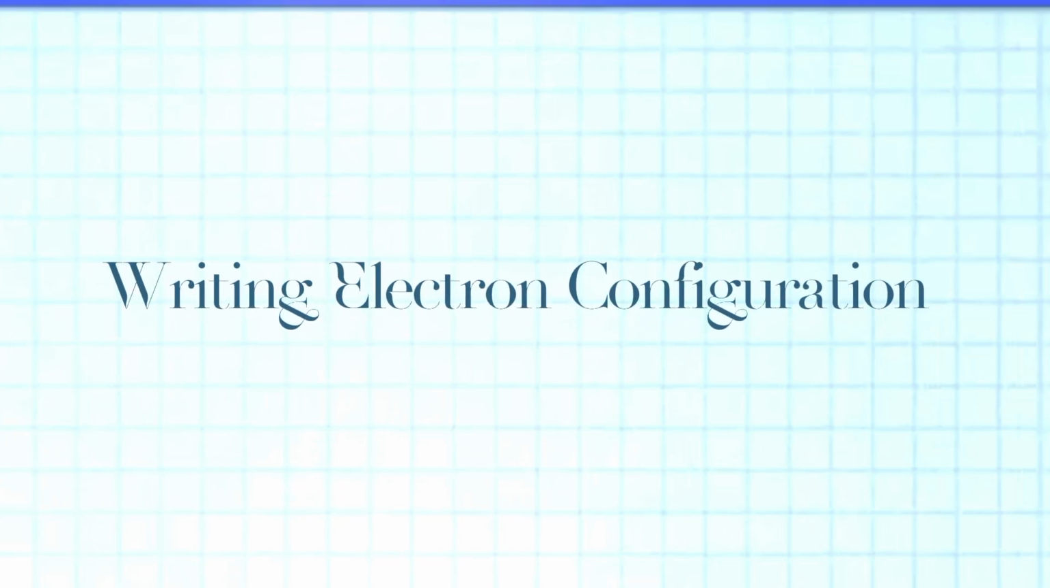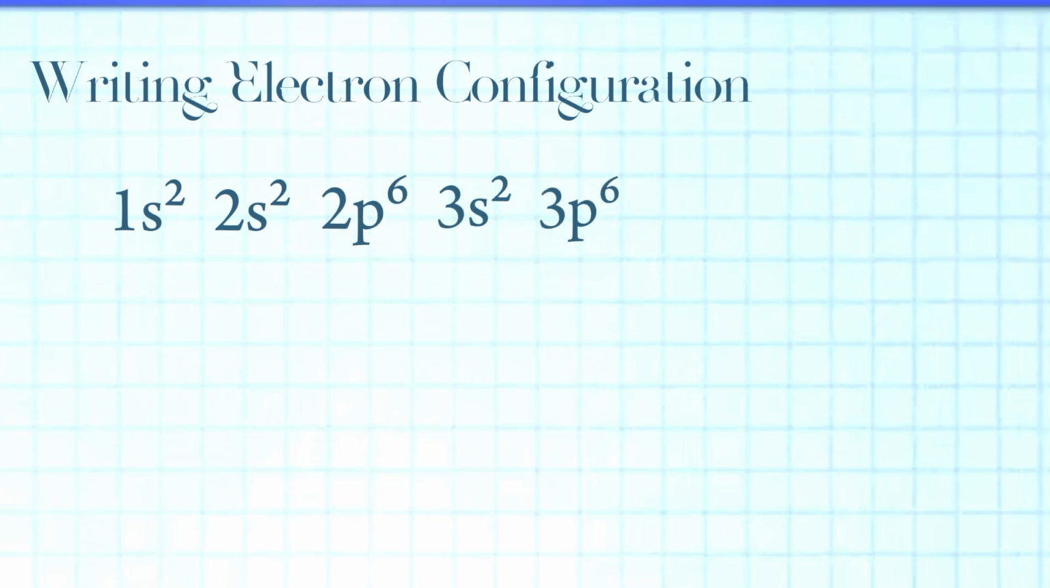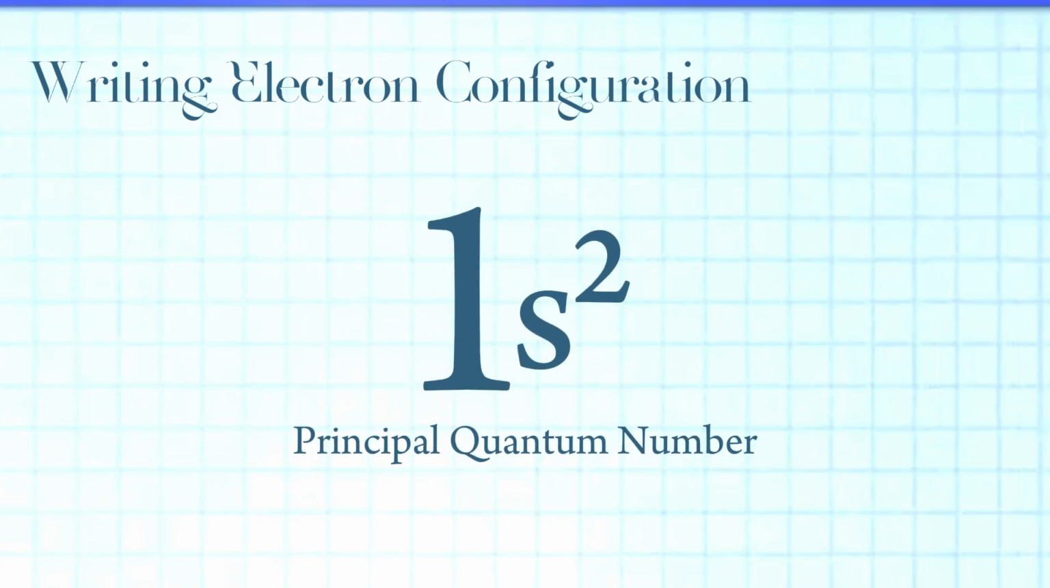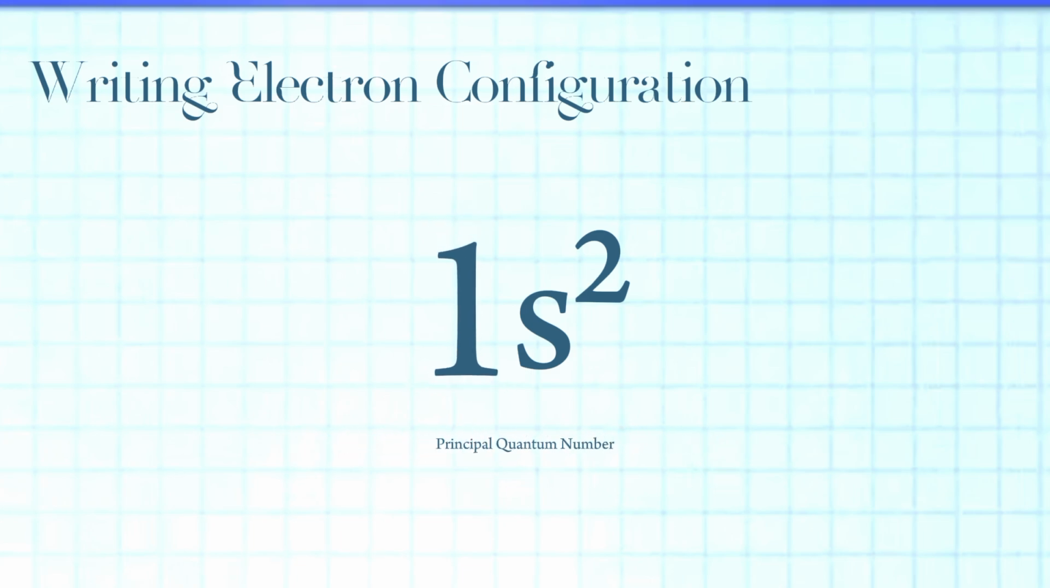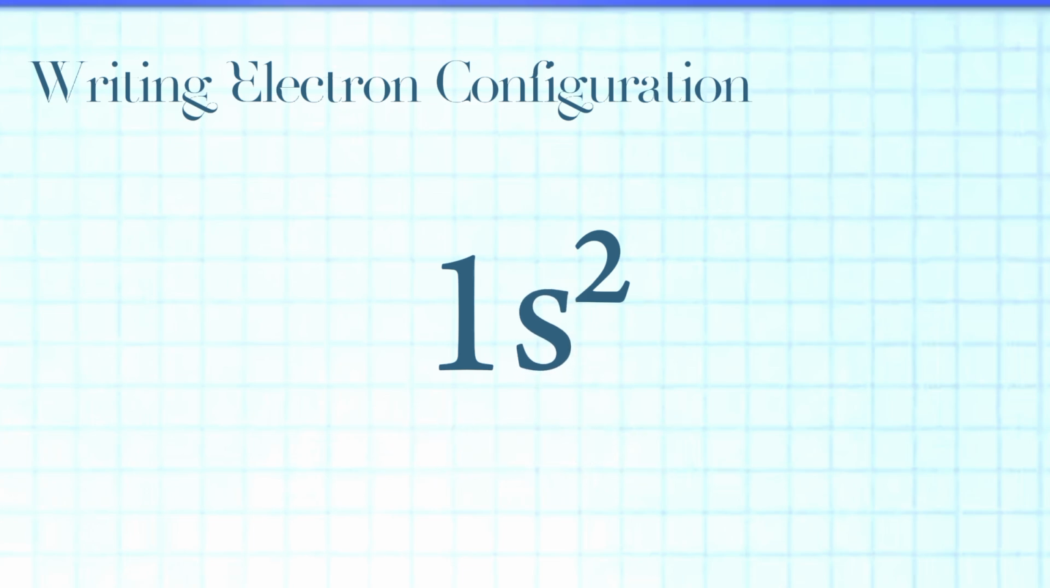Writing electron configuration. To write the electron configuration of an element, we use the following format: 1s2, 2s2, 2p6, 3s2, 3p6, 4s2, 3d10, and 4p6. The number before the letter represents the principal quantum number or energy level, and the letter represents the angular momentum quantum number or orbital shape. Lastly, the superscript indicates the number of electrons in that orbital.